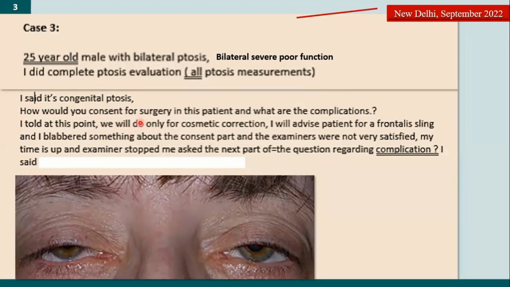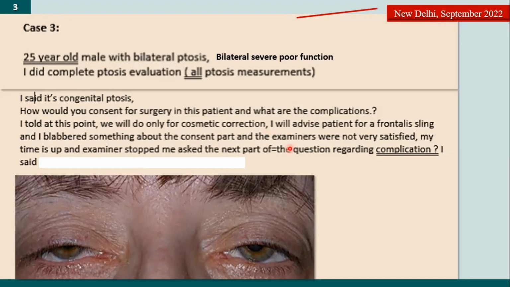Probably the examiner told her that it was since birth, for example. How would you consent for surgery in this patient, and what are the complications? So again, about the counseling and the complications. I told the examiner, at this point, I will do only cosmetic corrections. You have to be aware of the indication for ptosis surgery. Can you tell me quickly what are the indications for ptosis surgery?